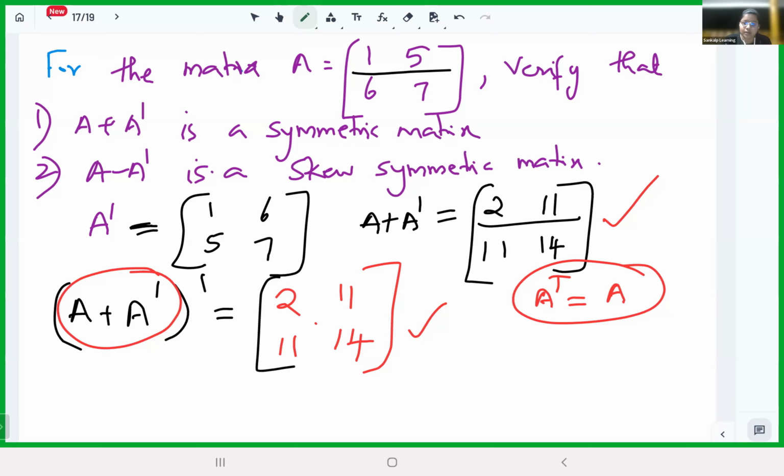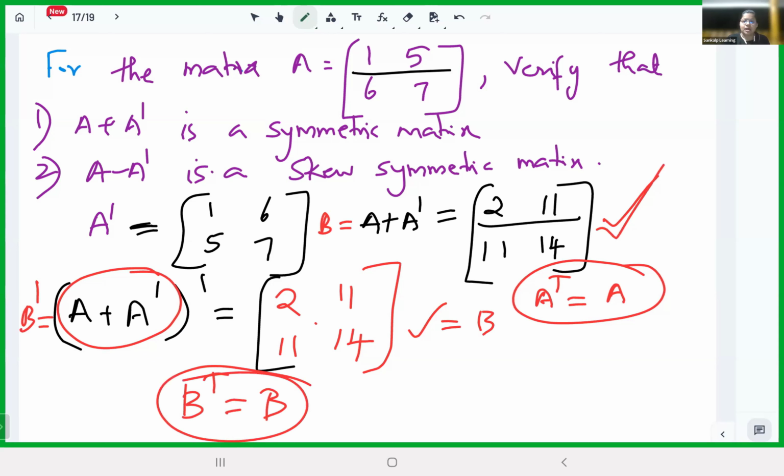In order to avoid confusion, you can take this A plus A transpose as B. Let A plus A transpose be B. Now we are finding out B transpose, right? B transpose, which means now we have got this one as B itself, right? So we have got B transpose is equal to B. So we can say that B is a symmetric matrix. And what is B? B was A plus A transpose. So A plus A transpose is a symmetric matrix.